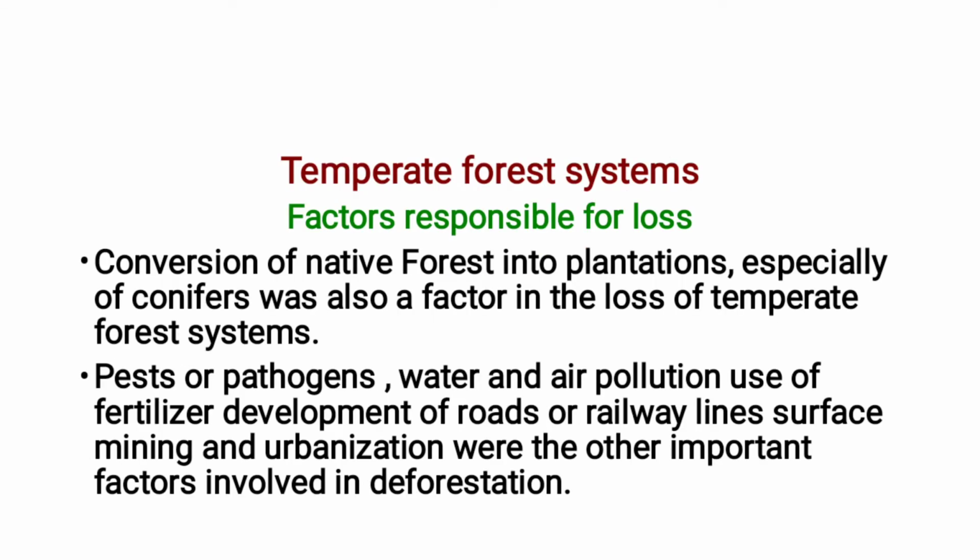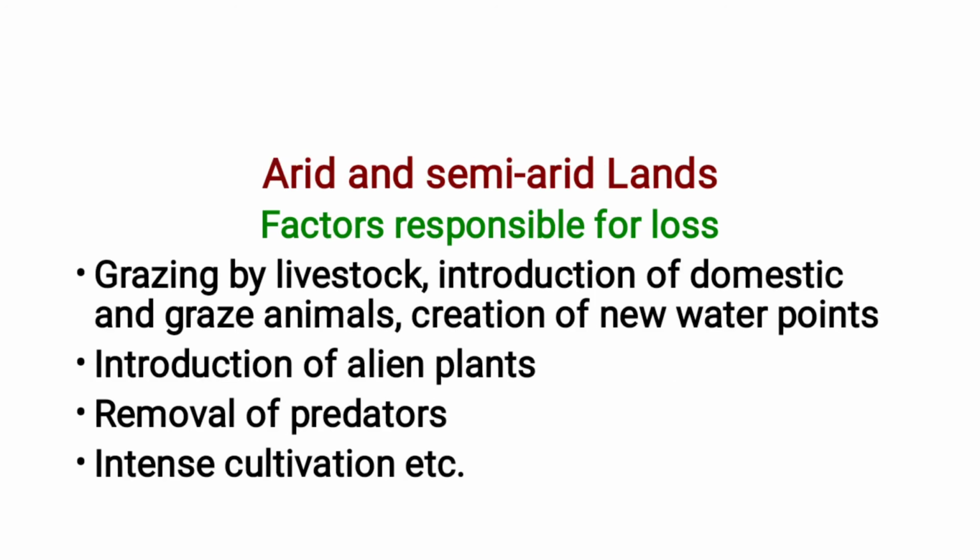Temperate forest systems. Conversion of native forest into plantations, especially of conifers, was also a factor in the loss of temperate forest systems. Pests or pathogens, water and air pollution, use of fertilizer, development of roads or railway lanes, surface mining and urbanization were the other important factors involved in deforestation.